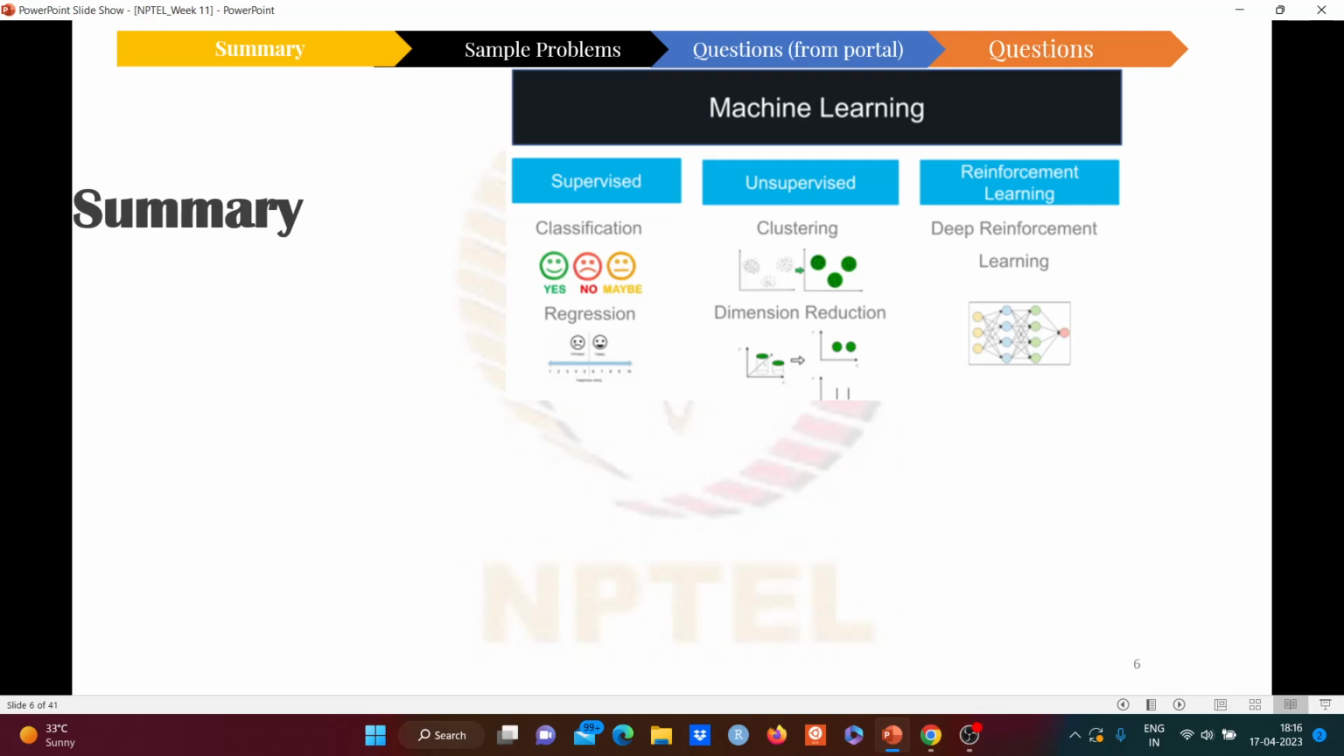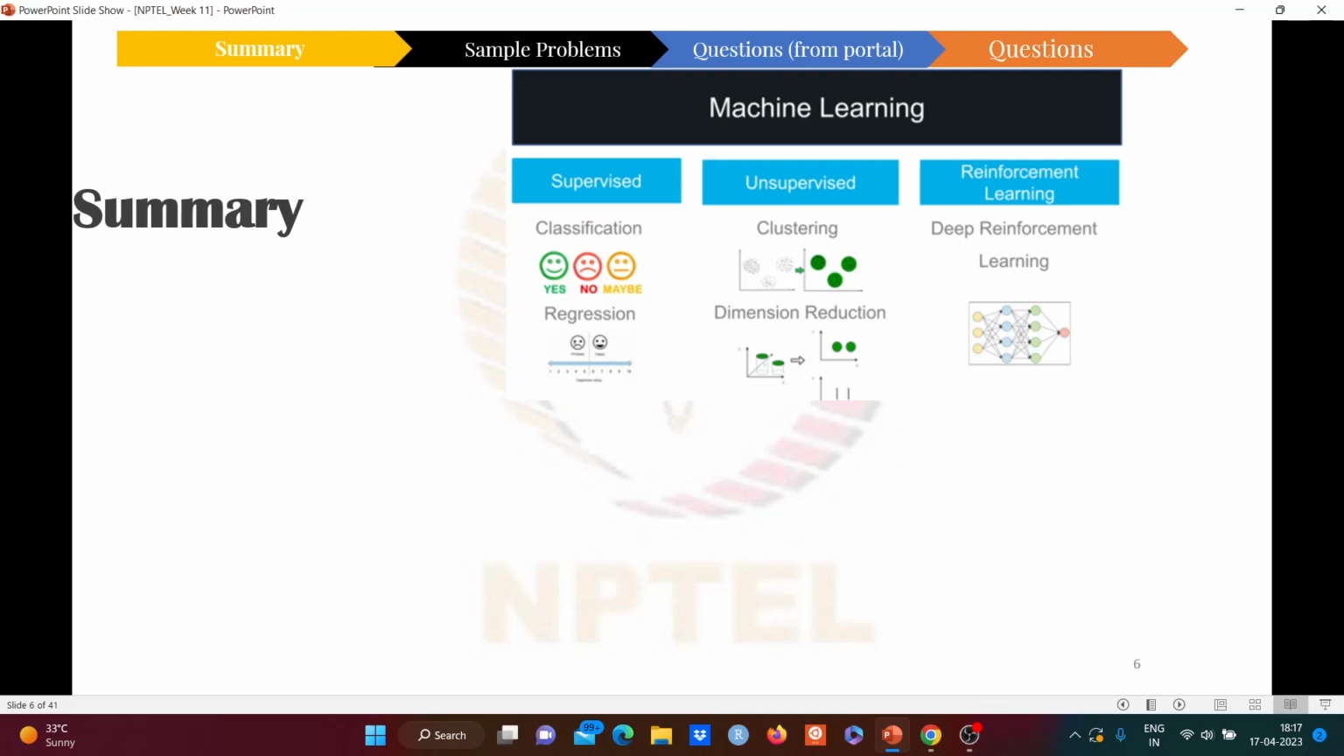So the three main types of machine learning are supervised, unsupervised, and reinforcement learning. Each type of learning has its own set of algorithms and applications, which we'll discuss in some time. And choosing the appropriate type of learning depends on the problem being solved and the type of data available.